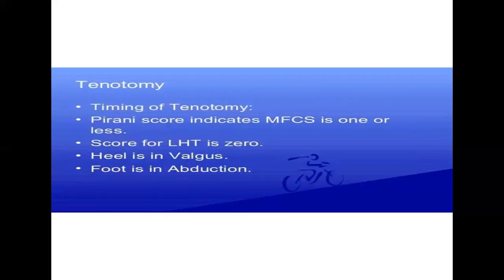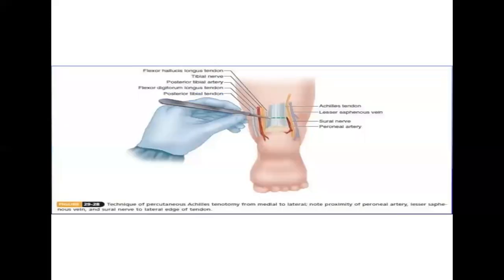Timing of tenotomy. The Pirani score indicates midfoot contracture score is 1 or less. The score for the lateral head of the talus is 0. The heel is in valgus. The foot is in abduction. Technique of percutaneous Achilles tenotomy: cut from medial to lateral, taking care not to injure the posterior tibial artery, the saphenous vein, and the sural nerve, to the lateral edge of the tendon.